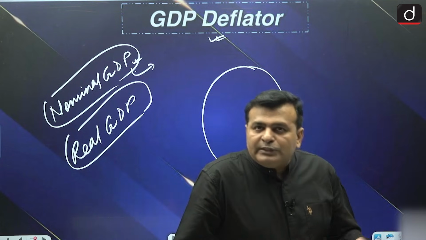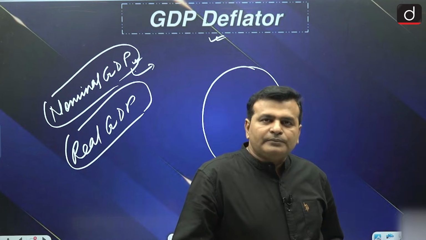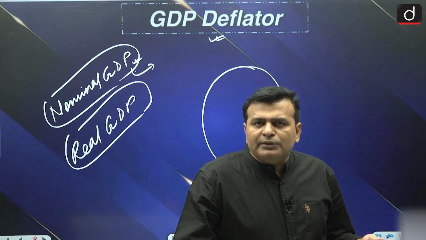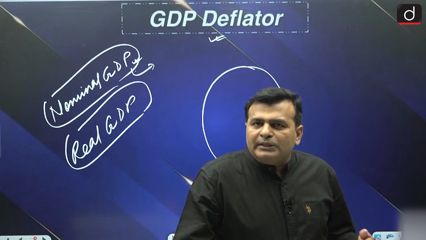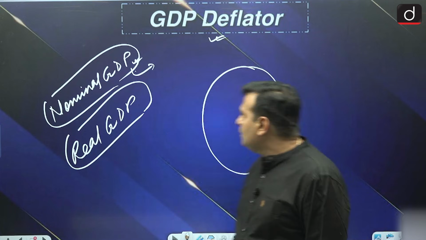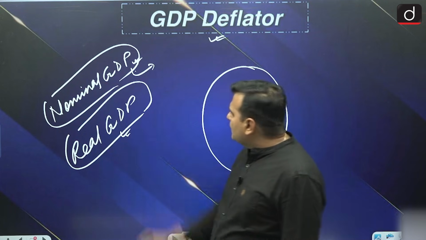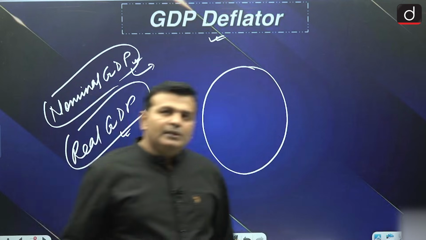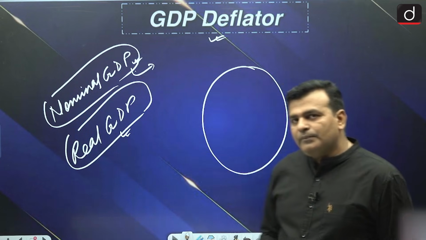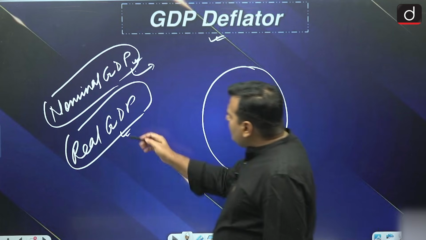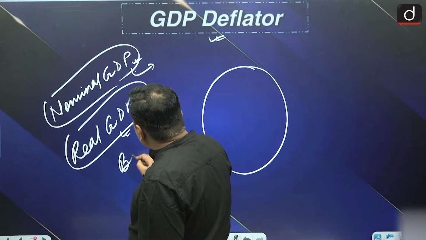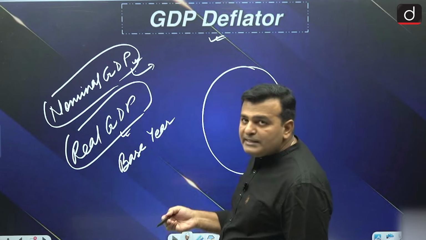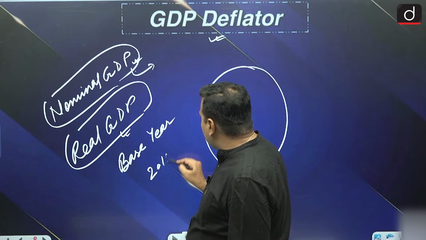So the impact of inflation, impact of deflation, and even the indirect taxes which are associated with the goods and services, they all will be taken into consideration. On the other hand, real GDP is GDP at constant price. It is GDP at base price. So in order to calculate real GDP, we need to have a base year. At present, that base year in India is 2011-12.